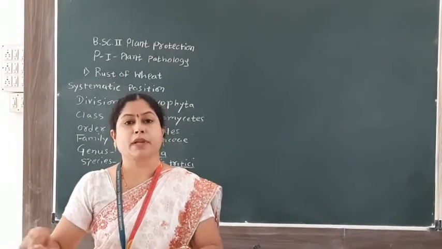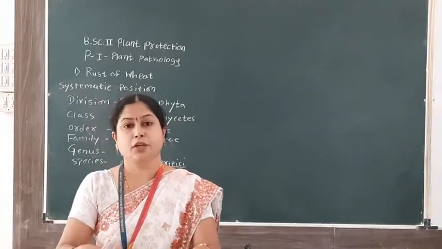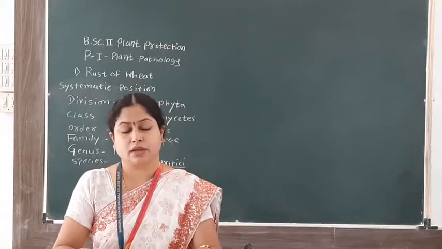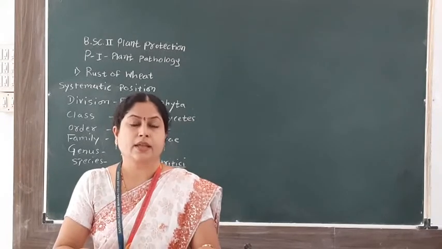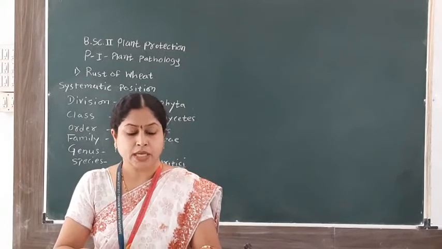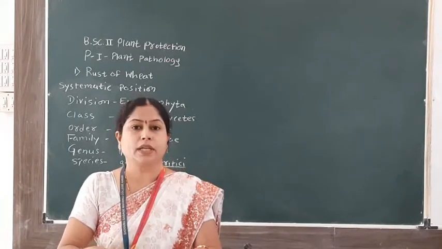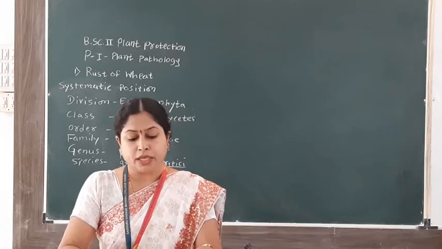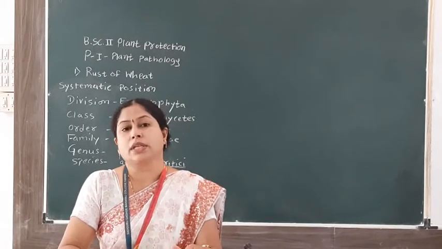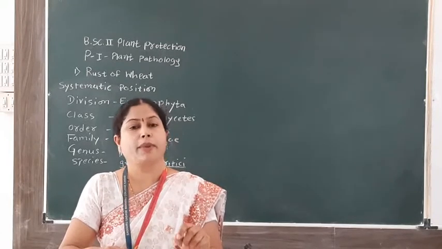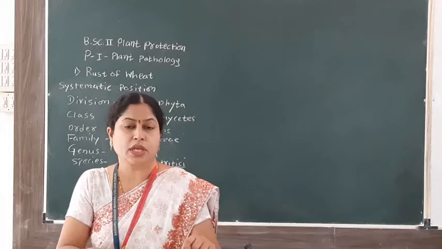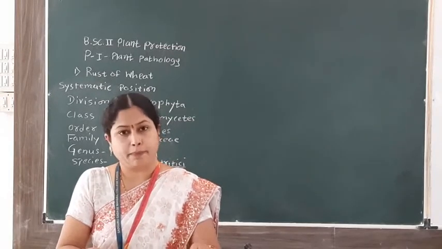Here from paper number 1, BSc 2, Plant Protection, Plant Pathology, we are going to study the next disease, that is rust of wheat. This rust of wheat commonly or widely occurs all over the world. The main symptom is the formation of black or brown colored pustules on aerial parts of the plant.